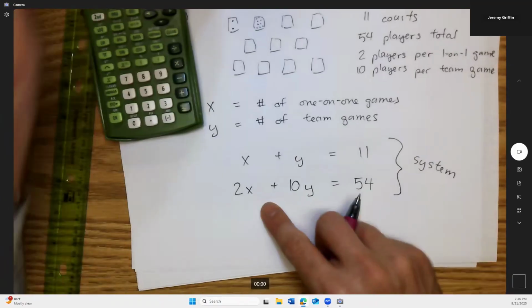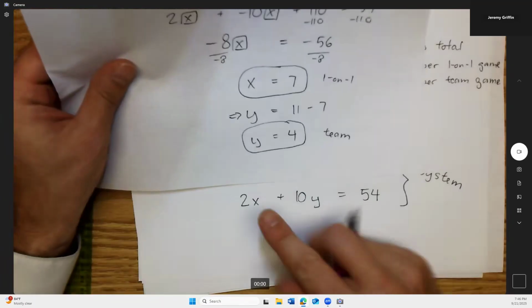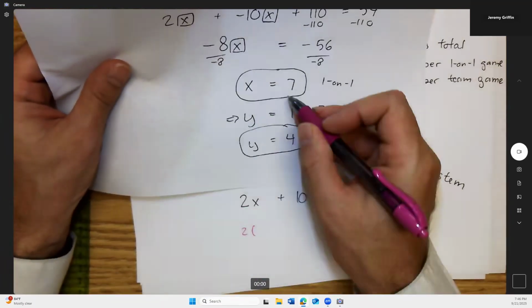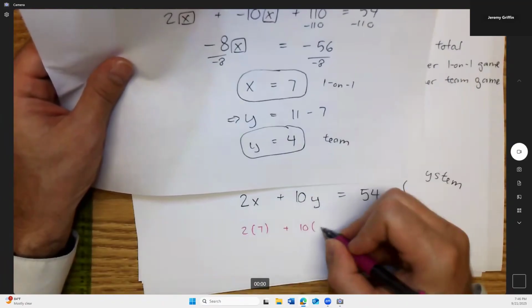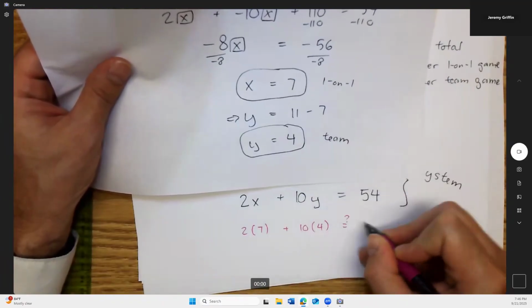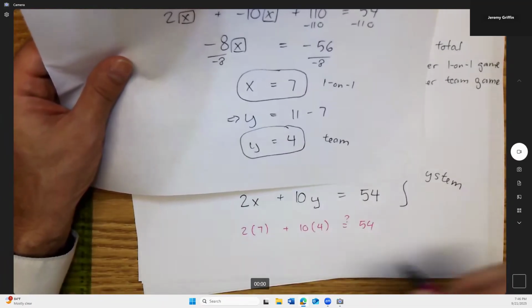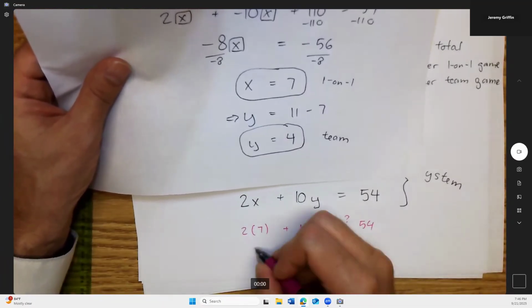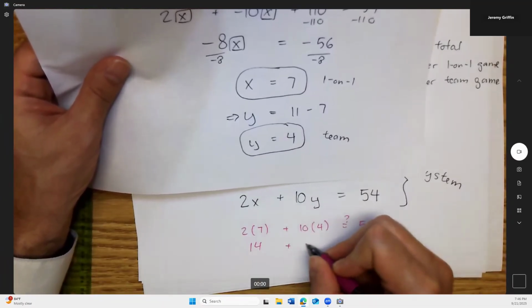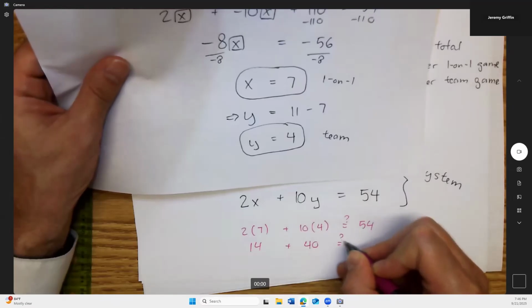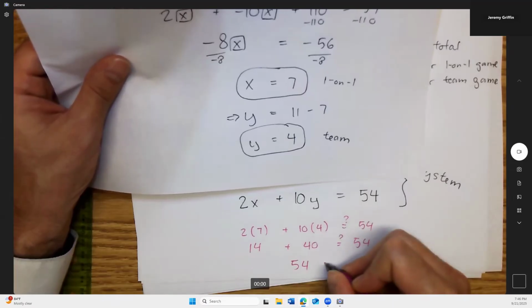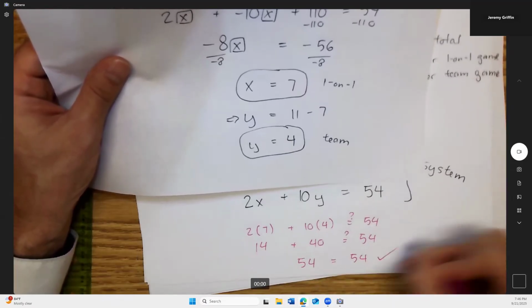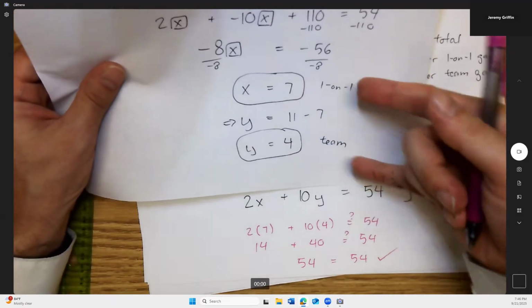So I was claiming, say, 2 times 7 courts here plus 10 players per court times 4 courts. Is this really equal to 54? Because if it is, then I did everything correctly. So it's 14 plus 40. Is that equal to 54? Yeah, it sure is. 54 equals 54. So check. It all works. So this is definitely the correct answer.